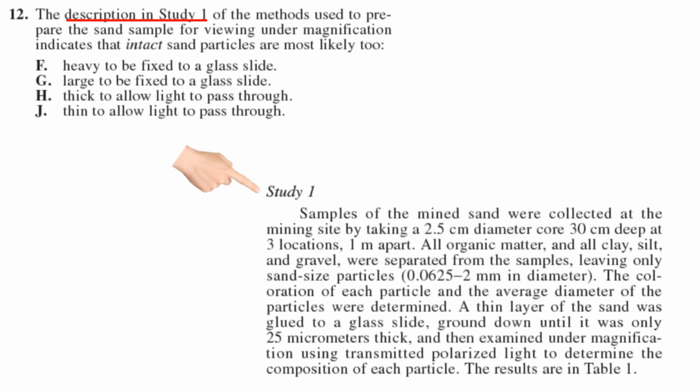Number 12, using study 1, in the description of the methods used to prepare the sand for viewing, so they're cutting them, right? Under magnification, it indicates that intact particles are most likely to what? So they're putting them under a microscope and they're putting transmitted polarized light through them. So that means that most likely a full-size piece of sand could not allow light to pass through it. It was too thick. So choice H.